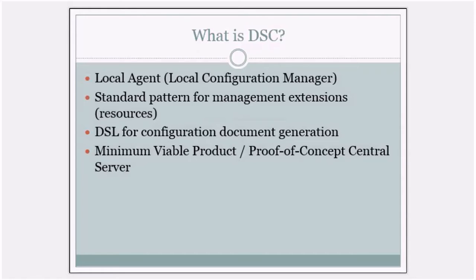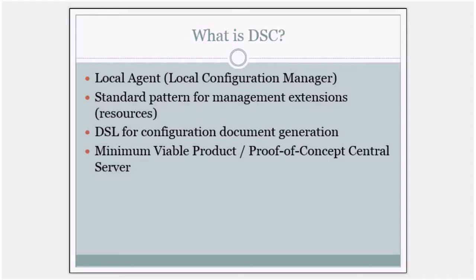The next part of DSC is this pattern for implementing these extensions that we call resources. Basically, there's a structure with a given naming pattern of Get-TargetResource, Set-TargetResource, and Test-TargetResource. And as long as you can come up with some PowerShell that offers those three commands, you can make a DSC resource.